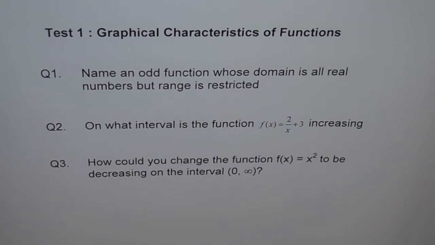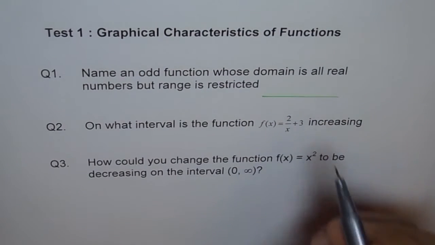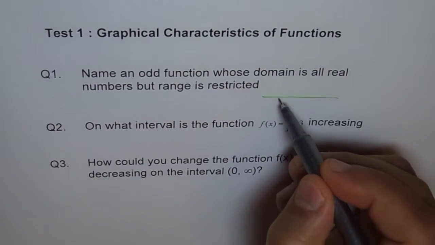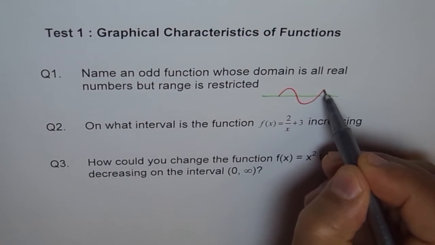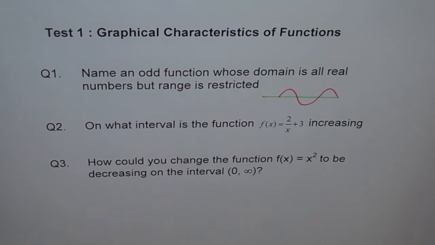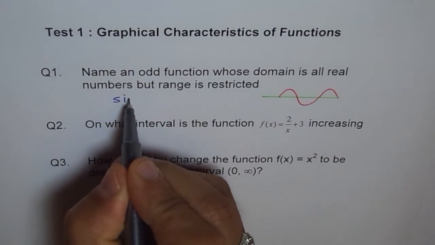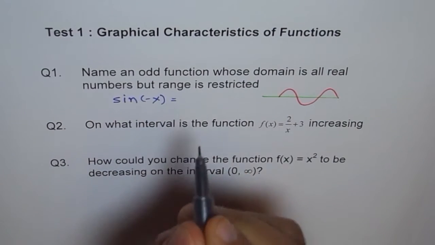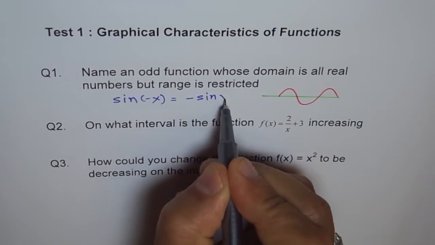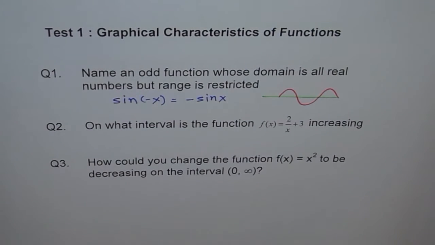Okay, here are suggested solutions. The very first one, an odd function whose domain is all real numbers but range is restricted. Well, if you remember, the function is sine function. Do you see that? So the domain is all real numbers. It is an odd function. Why is it an odd function? Because sine of minus x equals minus of sine x. Correct? So that is why it is an odd function.